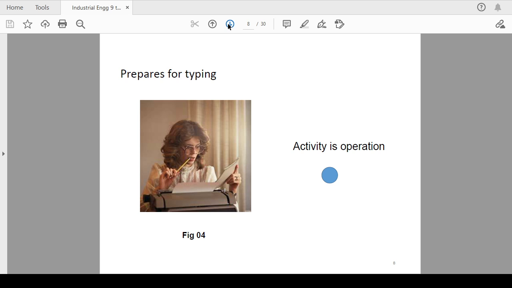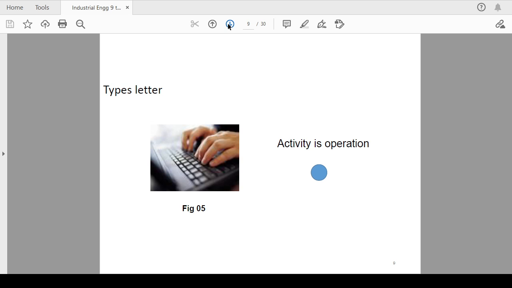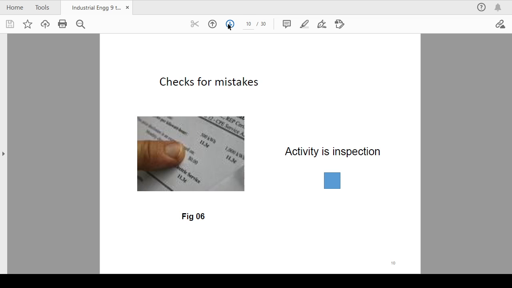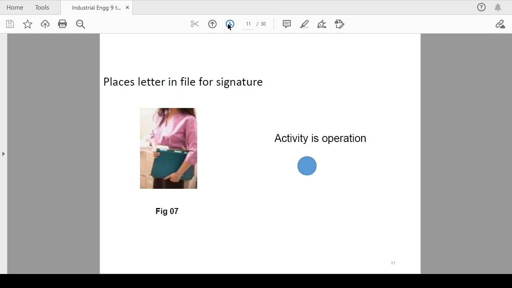Then she prepares for typing. The typing activity is also one kind of operation, so that will be represented by a circle. Then he or she starts typing the letter, and that activity is an operation. Then he will check the mistakes, so that is a kind of inspection. That activity is inspection, so it will be represented by a square, which is the symbol of the inspection activity.